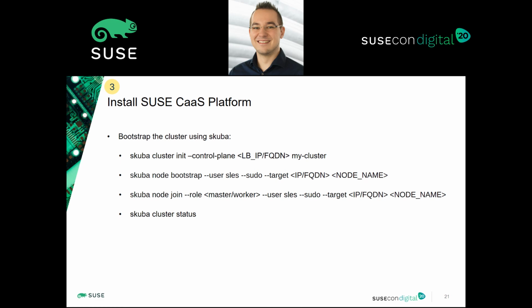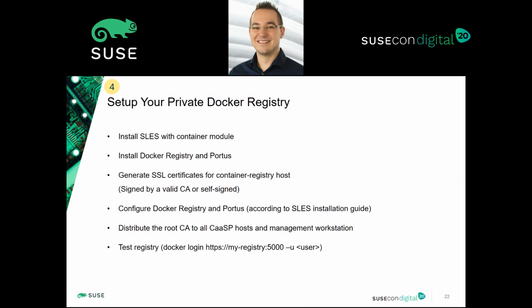So what you do next is you use skuba node join and state whether you are joining a master or a worker node. Again, give it a user and a sudo, and then the target, and as well the node name. And if you're done joining all your nodes, you can run skuba cluster status to check if it worked out for you. When you're done installing the CaaS, you need to set up your private Docker registry.